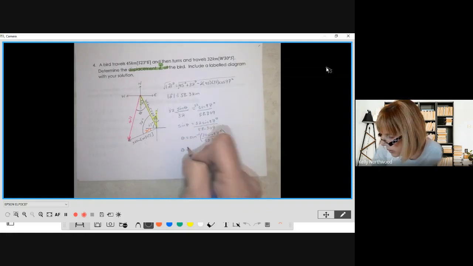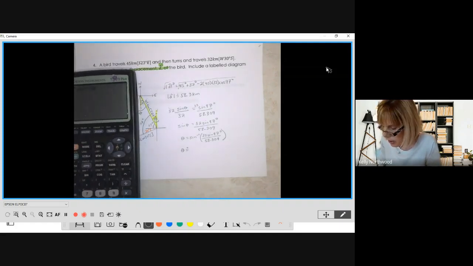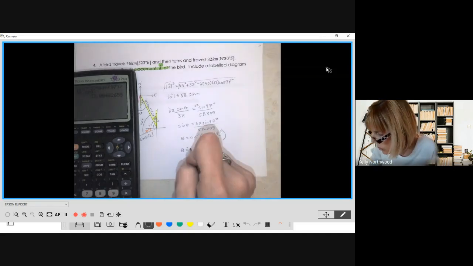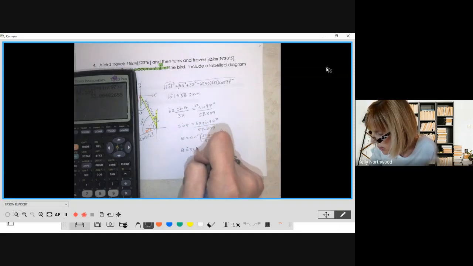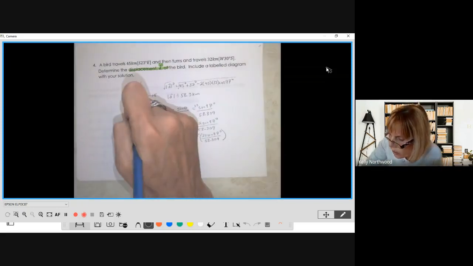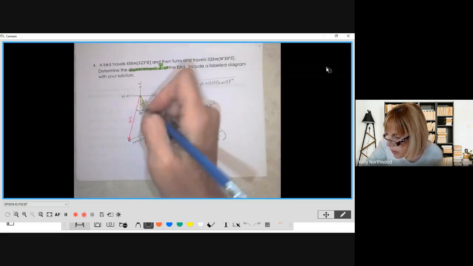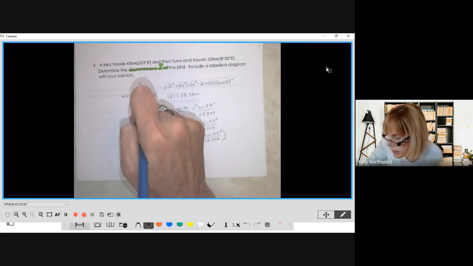Input that into my calculator, using second sine or shift sine, depending on your calculator. Make sure you're in degrees. And I got that the angle is 33 degrees. So that means this whole angle from the displacement vector to the 45-kilometer vector is 33 degrees.